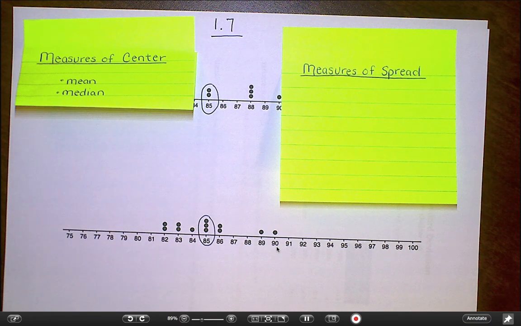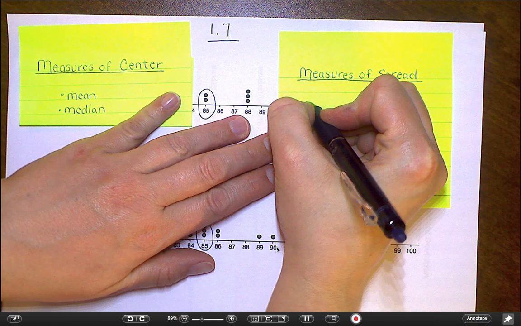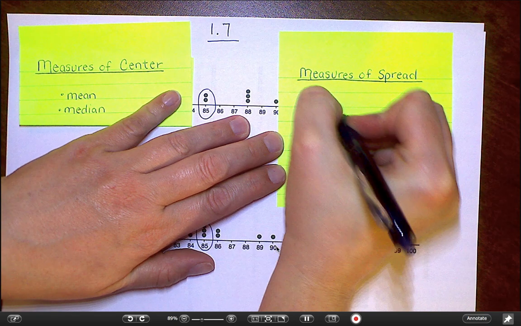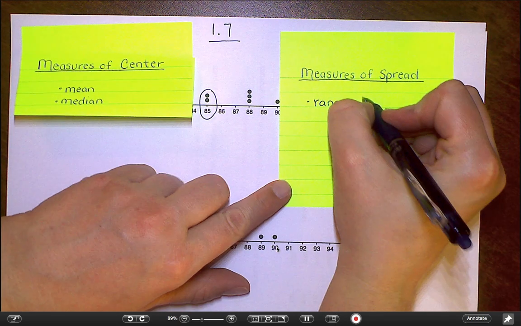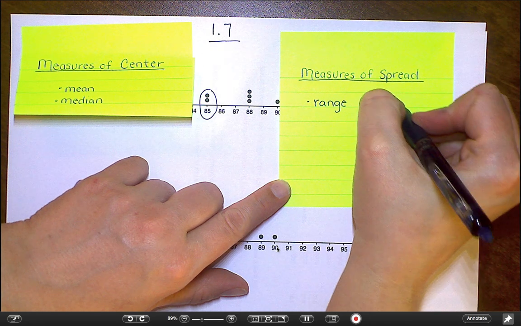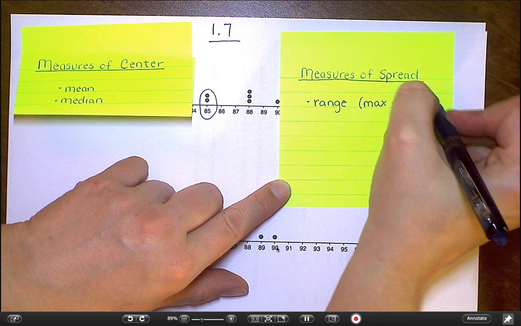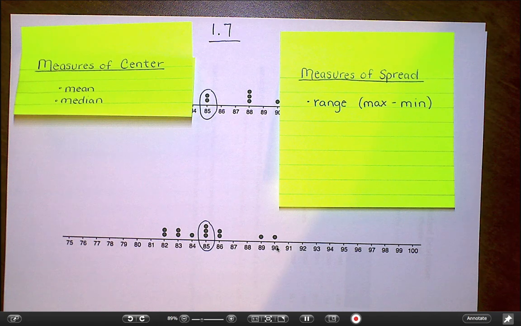There are a couple of measures of spread that we look at. One of them we've already talked about, I think, is the range. That measures how far out a data set is spread. And range is simply the maximum minus the minimum. So it finds the difference between the lowest and the highest, and tells you what kind of spread your data covers.